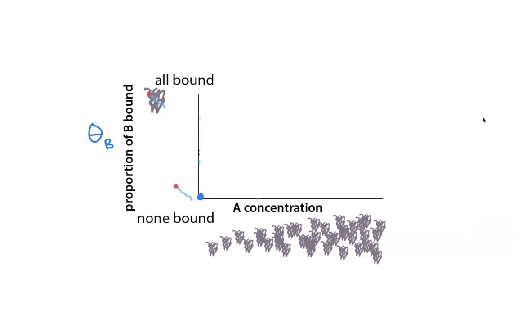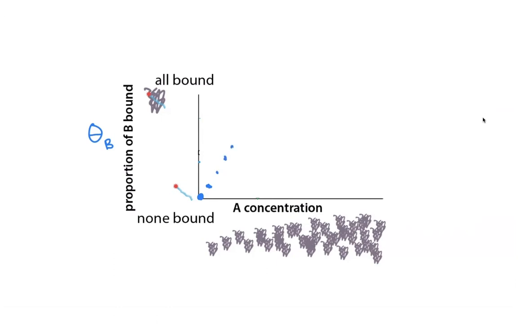And what's going to happen as we start having more A? Well, now some of your B is going to be bound. Initially, you're not going to have that much bound because there's just not enough A. But now what's going to happen is you're going to get more and more and more of it bound.